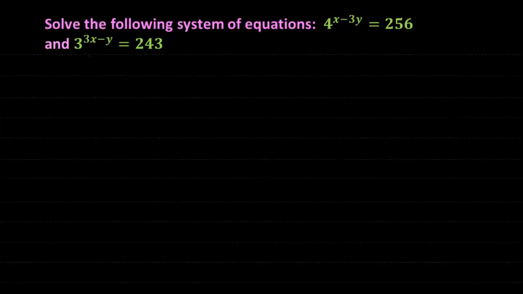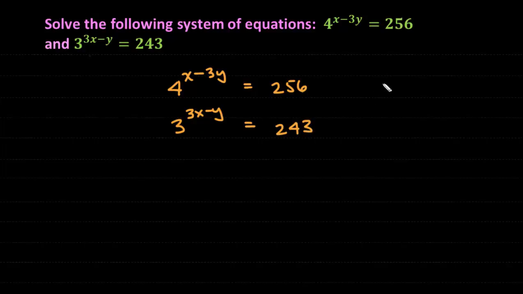In this problem, we want to solve the system of the following equations. We have 4 raised to the x minus 3y, which gives us 256. And we also have the equation 3 raised to the power of 3x minus y, giving us 243.